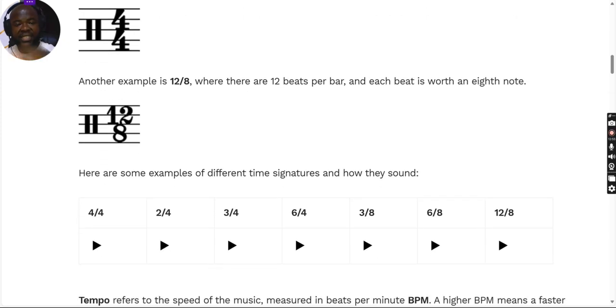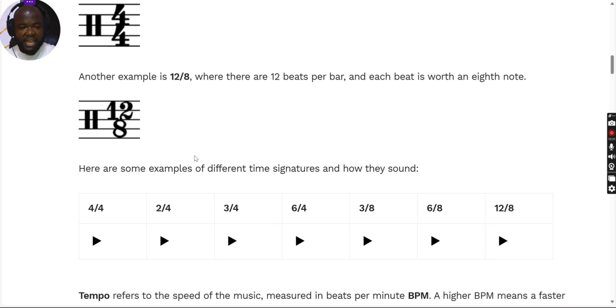Another example is a 12/8, where there are 12 beats in a bar. One bar has 12 beats, and each beat is an 8th note. So you have 12 beats in the bar, and each beat is an 8th note.